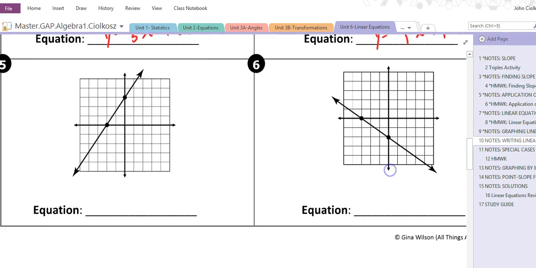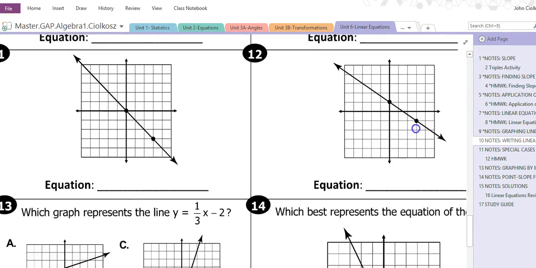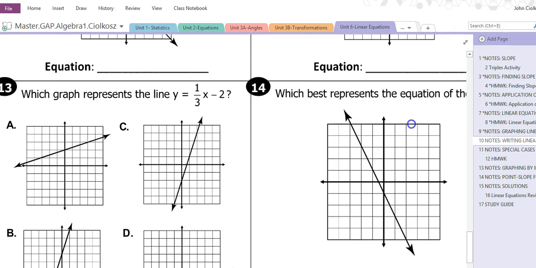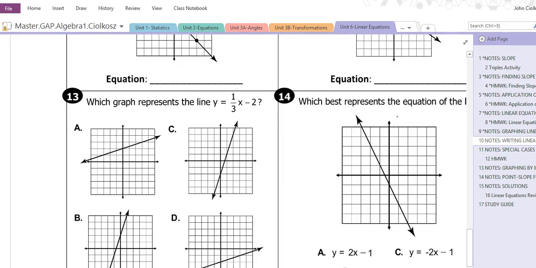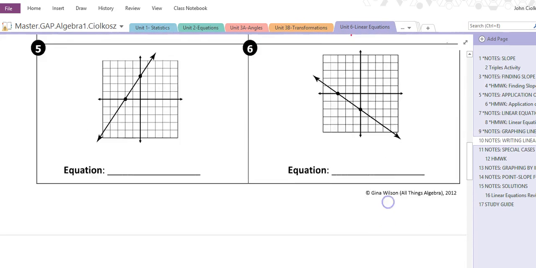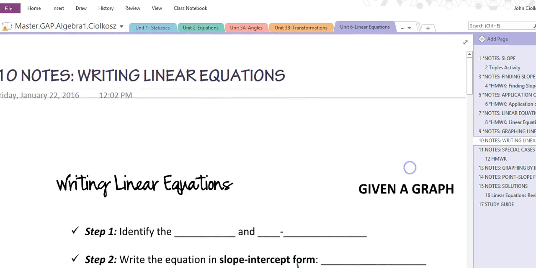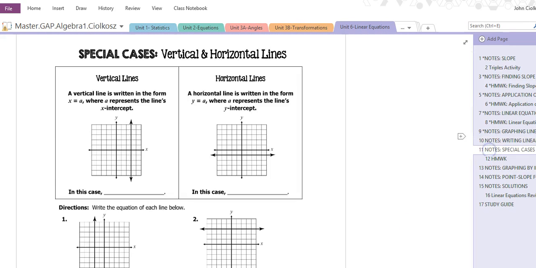What you're working on now is completing the rest of these problems. So get your slope, get your b. Let's not worry about 13 and 14. So just work through 12. Once you're done with that, you've completed section 10. We'll be moving on to 11 for some more notes.